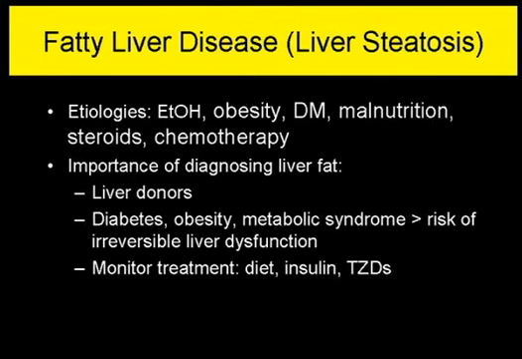Why is it important to diagnose fat? Because, for instance, in a patient population composed of liver donors, you need to identify any fatty liver disease, because we know that more than 25% of fat in the liver, when transplanted, can cause liver transplant failure, basically. Patients with, again, diabetes, obesity have high risk of irreversible liver dysfunction. And MRI can be used also to monitor treatment in these patients.